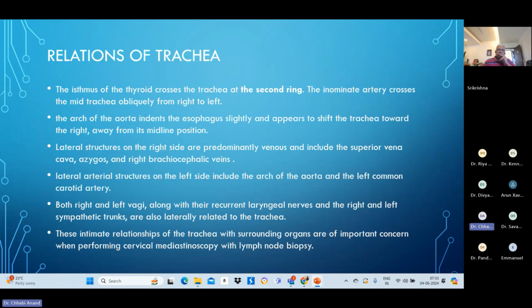Both right and left vagus, along with their recurrent laryngeal nerves and the right and left sympathetic trunks, are also laterally related to the trachea. These intimate relationships of the trachea with surrounding organs are of important concern when performing cervical mediastinoscopy with lymph node biopsy.